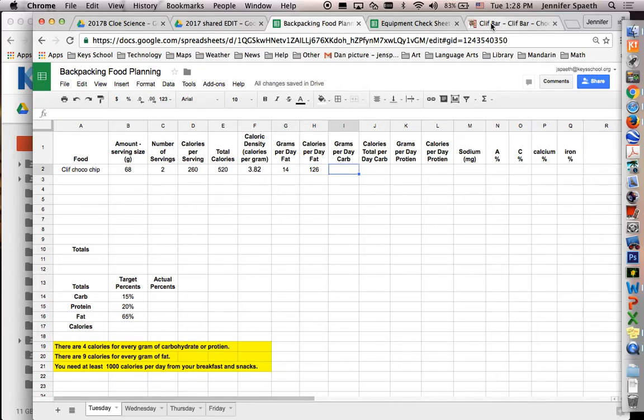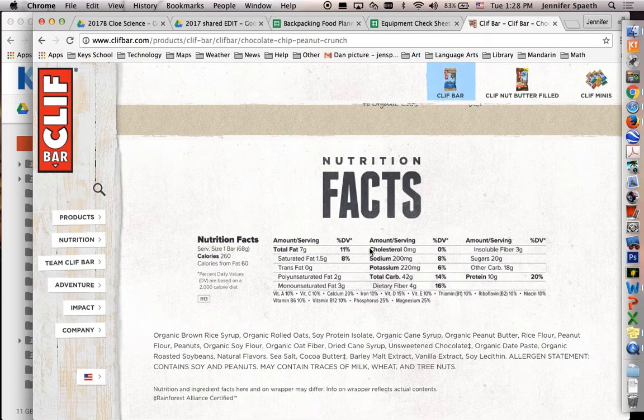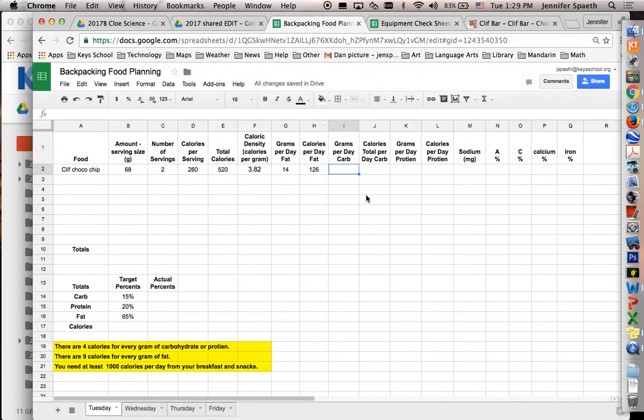Now I'm going to do grams of carbs. So come over here, we've got fat, trans fat, unsaturated fat, cholesterol, blah, blah, total carbs, 42 grams of carbs. Okay. So then I'm going to come over to here and I'm going to say equals 42 times 2. Remember, I'm doing 2 bars, right? And then calories per day for carbs is going to be equals this times 4. Okay.